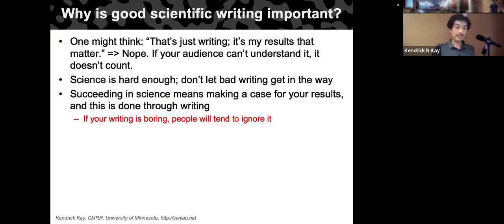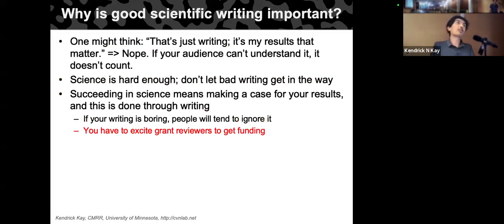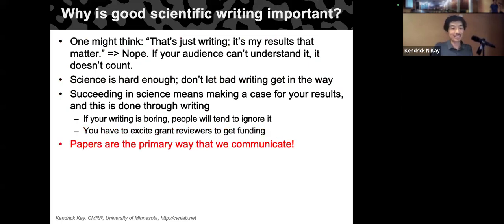So if your writing is boring, people will lose interest. I think we all agree. If you don't motivate the question, or you don't motivate why your approach is great, your grant reviewers won't be convinced, and you won't get funding, and you will get driven out of science, maybe.